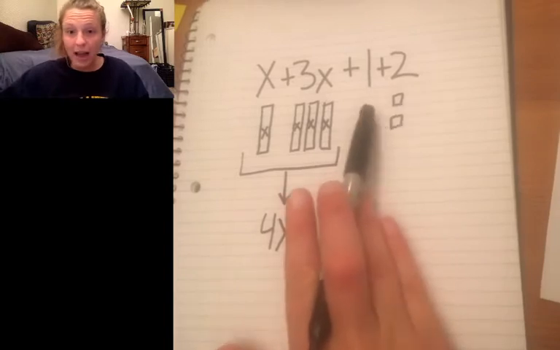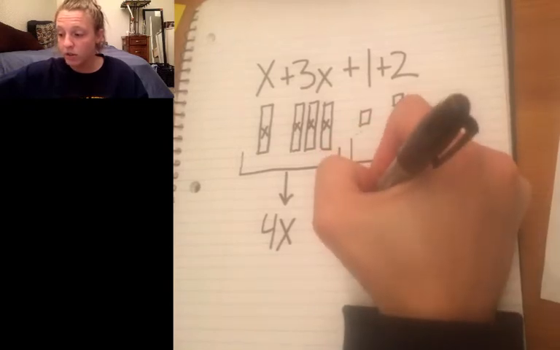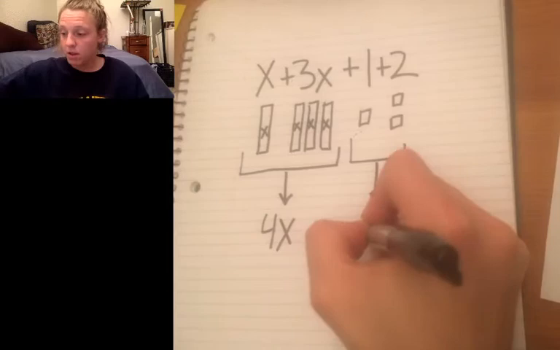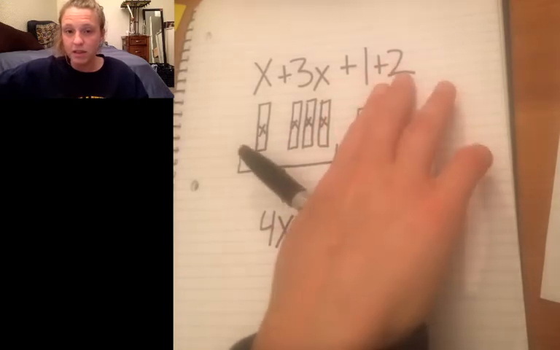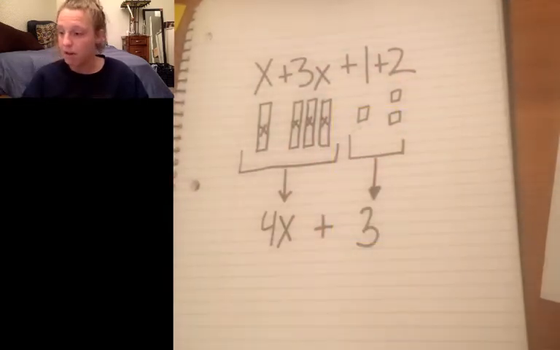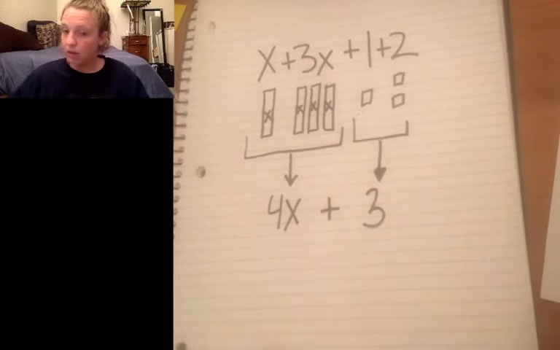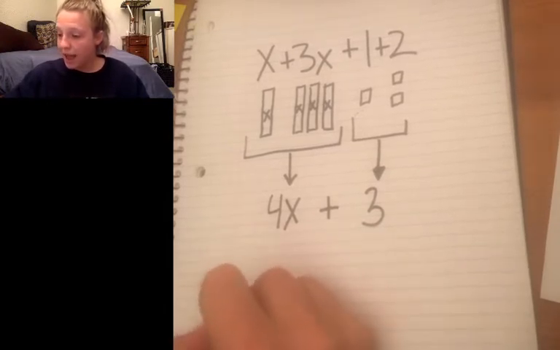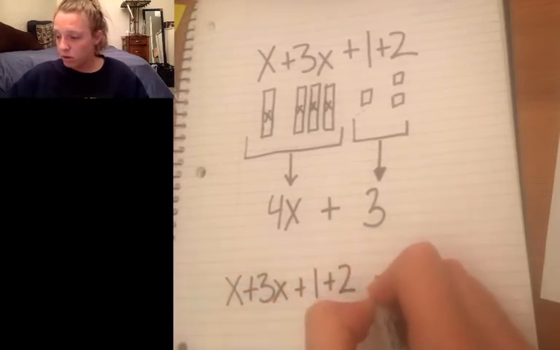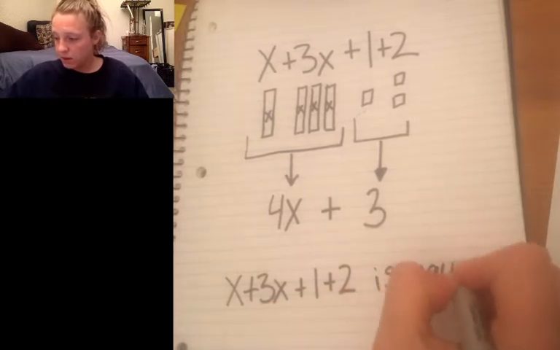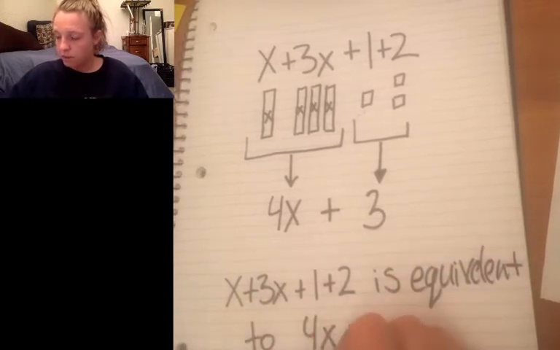And then over here, we have 1 and then 2, which we can group together because they're all our 1 tiles, and we can group those together to be 3. And then remember, we have to bring down that plus sign because we didn't do anything. So we did this 2 and then these 2, and this plus was in the middle, so we got to bring these down. And this gives us an equivalent expression. So we know that x plus 3x plus 1 plus 2 is 4x plus 3.